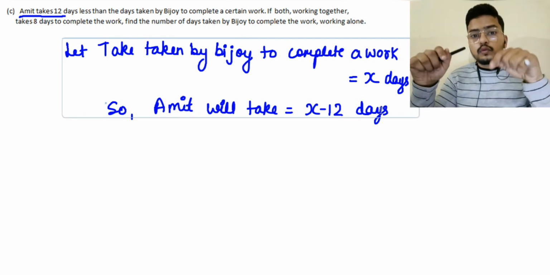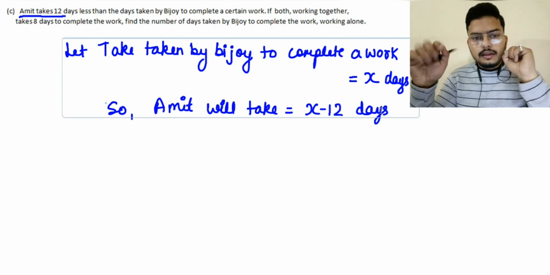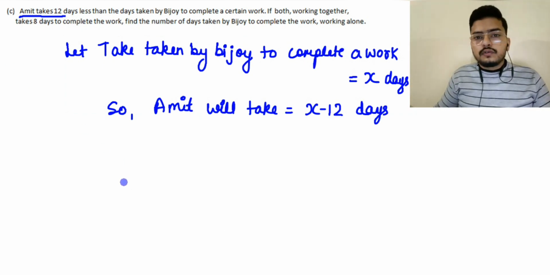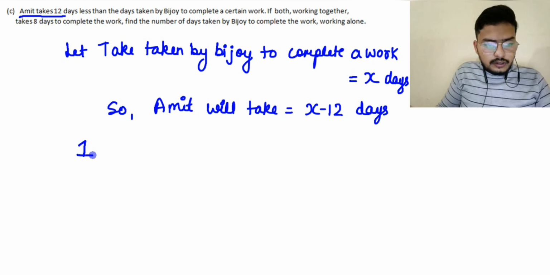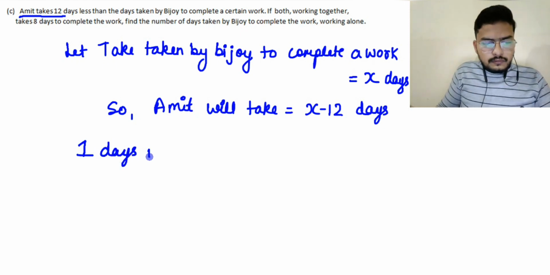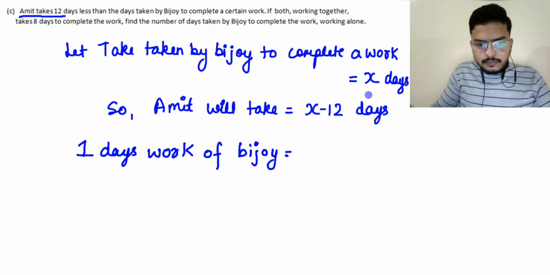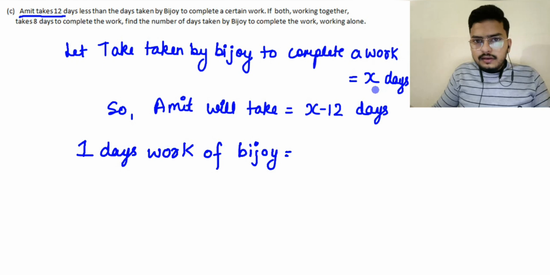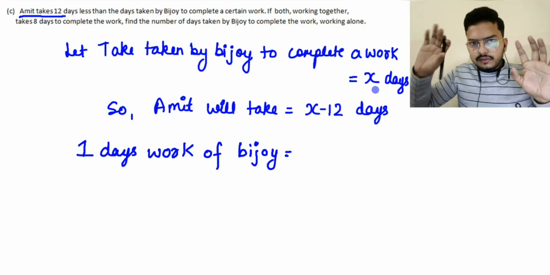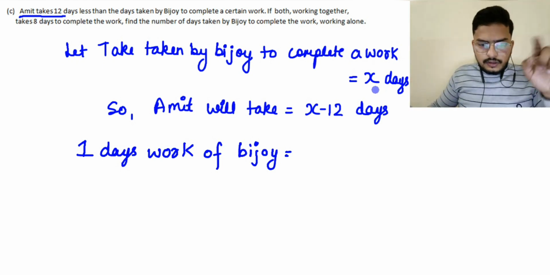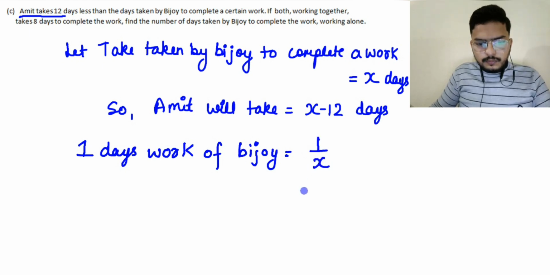So in this way we cannot directly add this x and x minus 12. We have to take 1 day work. That is why in this particular type of question we have to take 1 day work. So first of all we have to take Bijoy, because at the starting I am taking Bijoy. His 1 day work is what? If in X days he is completing some work, then in 1 day he will complete 1 by X of the work.